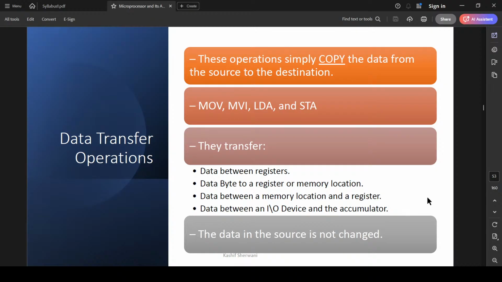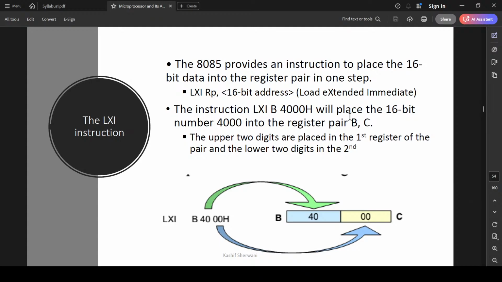Next, the LXI instruction. The 8085 provides an instruction to place 16-bit data into a register pair, guys, register pair, in one step. In one step. LXI RP: load extended and immediate, 16-bit address.